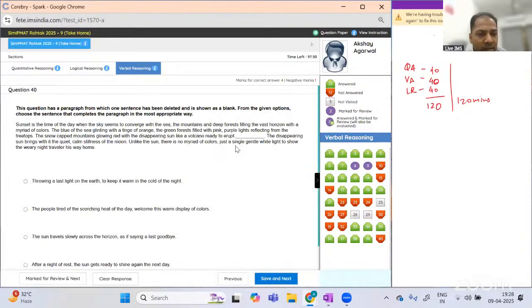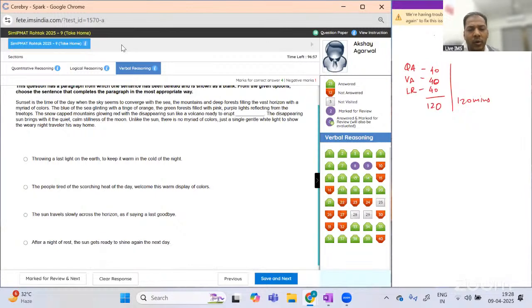Sunset is the time of the day when the sky seems to converge with the sea and mountains and river and vastness, with a myriad of colors. The blue of the sea glinting with a tinge of orange, the green forest filled with pink and purple lights reflecting from the treetops, snow-capped mountains glowing red and disappearing when the sun, like a volcano, red will erupt. The disappearing sun brings with it the quiet, calm stillness of the moon. Unlike the sun, there is no myriad.